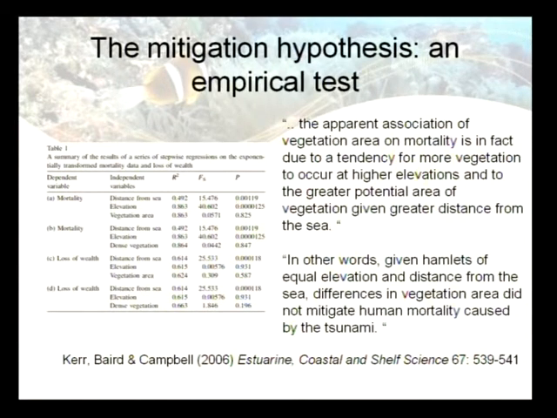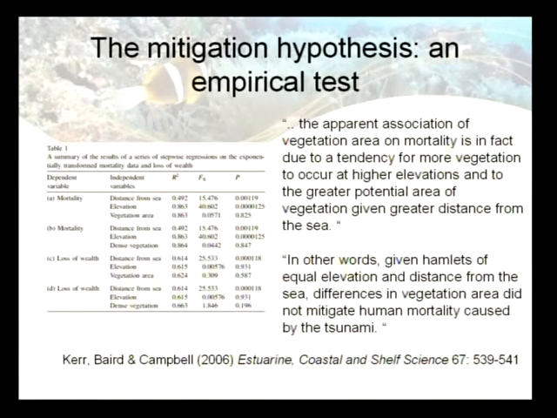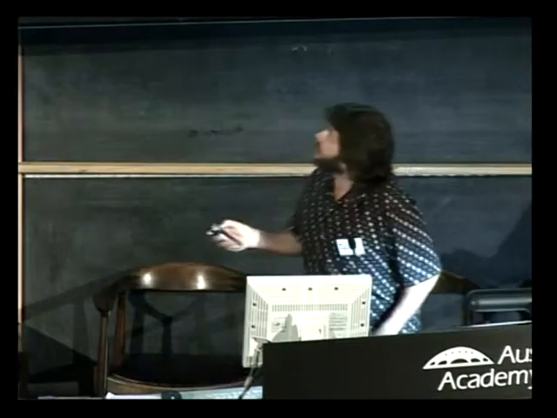And so we threw all the variables in together into a stepwise regression. And what we showed was that once you've accounted for distance from sea and elevation above sea level, which together explain 86% of the variation in deaths per village, once you've used those two variables, adding vegetation area doesn't add any explanatory power at all. So again, they've picked up a classic spurious correlation. Once you take account of the distance from shore and the height above sea level, coastal forest made no difference to the number of deaths per village.